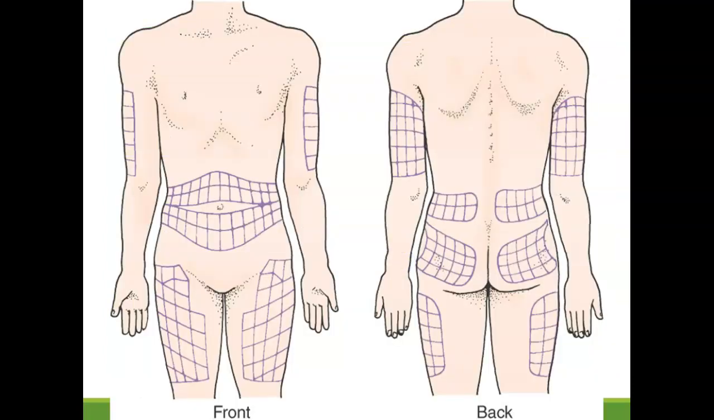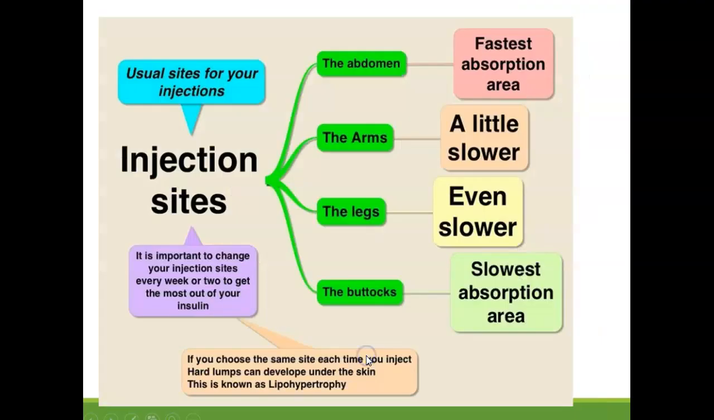There are different sites for administration, and each site has a different absorption rate. The abdomen is the fastest, the arms are second, the thighs are third, and the flank and buttock area is going to be the slowest in terms of absorption rate. Injection sites, again, fastest to slowest. Make sure your patient rotates their sites, and that will help to avoid some complications.